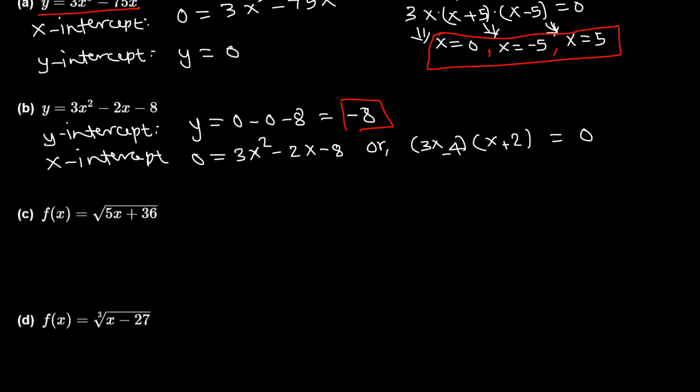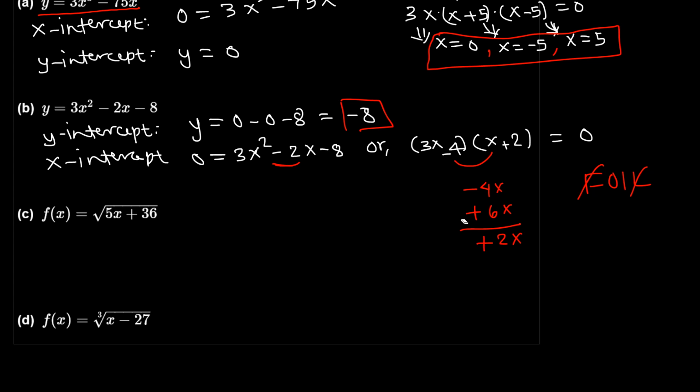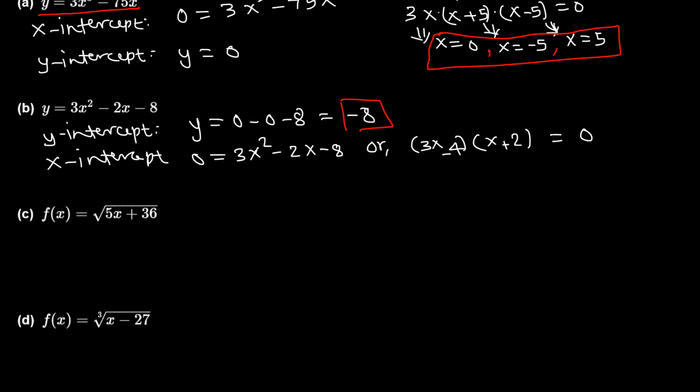Let's try this. When we multiply, I mean FOIL, the first and last are taken care of, just outer and inner. So 3x times plus 2 gives plus 6x, and negative 4x, that gives plus 2x. But we want negative 2, so this factoring is not good. Almost there, but we need to swap the signs. So this will be then 3x plus 4, x minus 2.